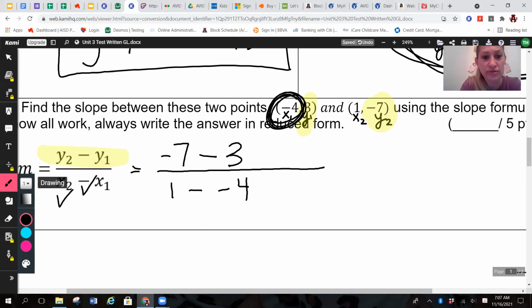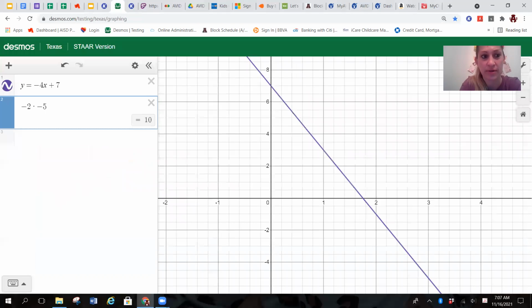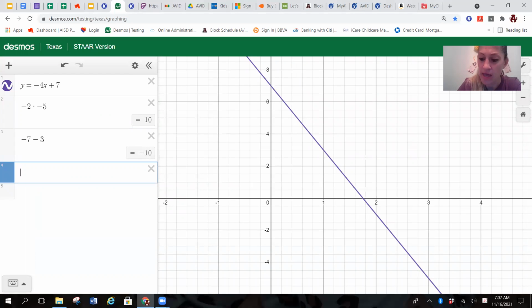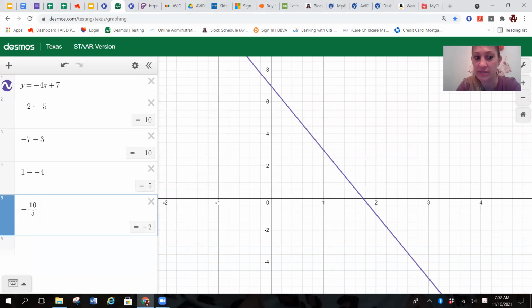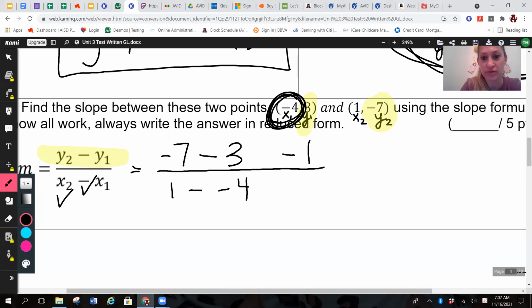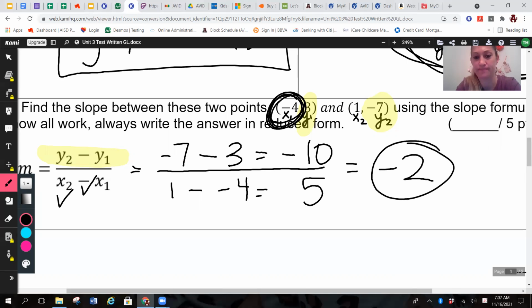All right, now we're going to use Desmos. -7 minus 3 is -10. And 1 minus -4 is a +5. Oh, that's a coincidence, because -10 does divide by 5 nicely, and the answer is -2. So that answer is -10, that answer is +5, and -10 divided by +5 is -2.